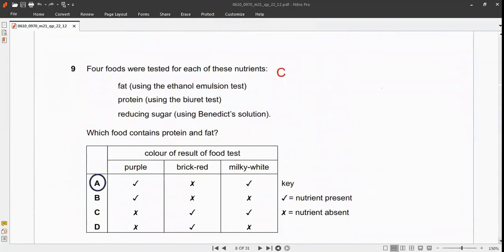Question number 9. Four foods were tested for each of these nutrients. Fat, using the ethanol emulsion test. Protein, using the Biuret test. Reducing sugar, using Benedict's solution. Which food contains protein and fat?